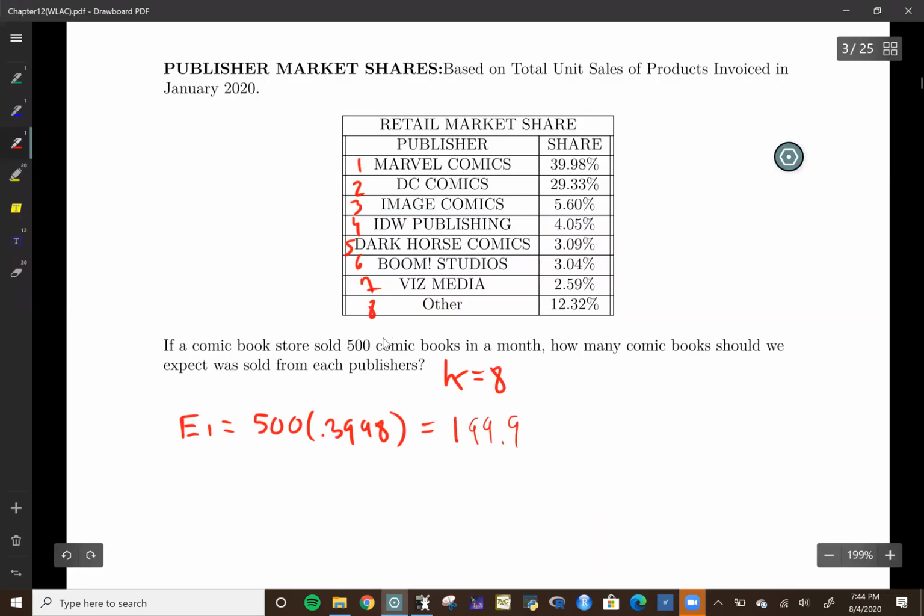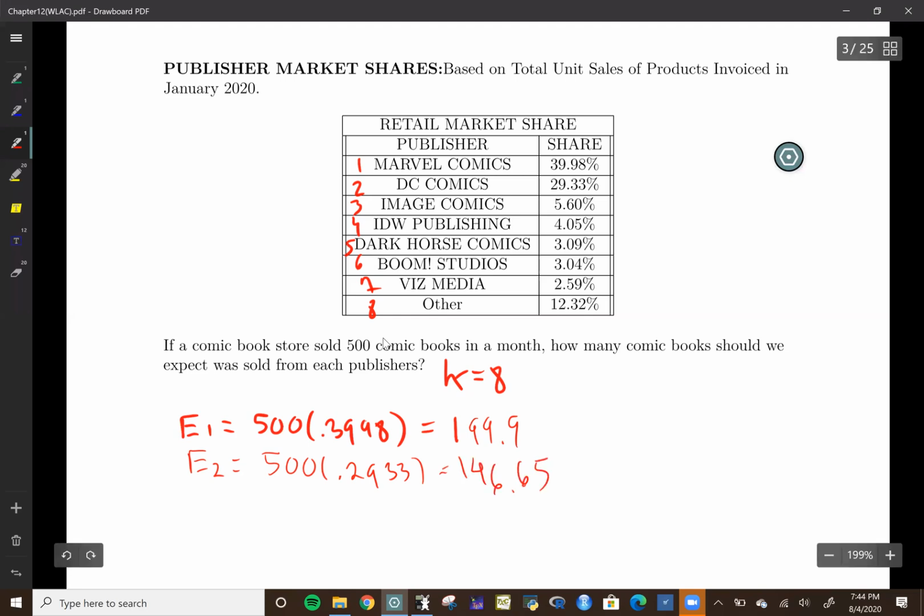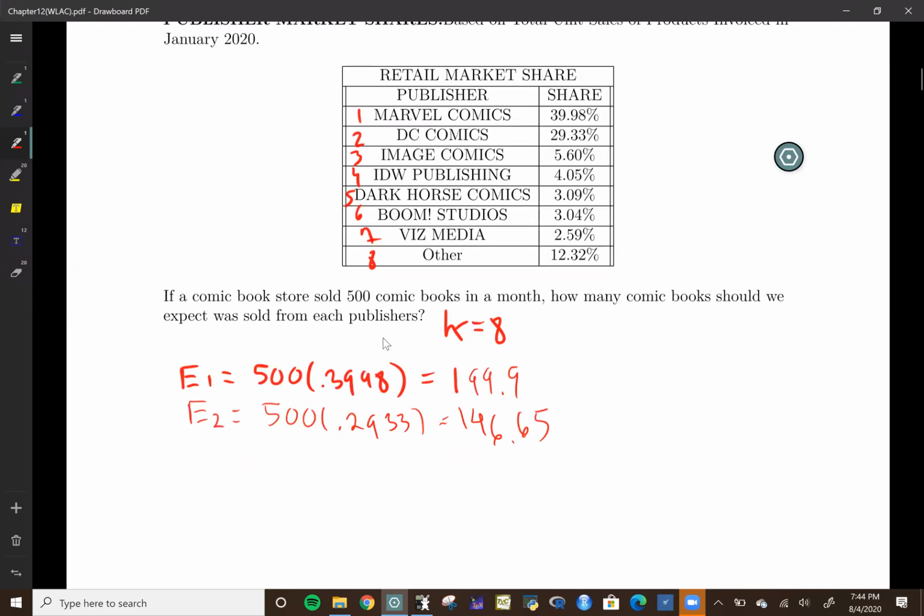All right, good. Now let's do DC Comic. That's going to be E2. We do 500 because that's how many comic books were sold by the comic book shop, and we multiply that by 0.2933, because that's the percentage of books sold that are published by DC Comic. So 500 times 0.2933 gives you 146.65. That's for DC Comic.